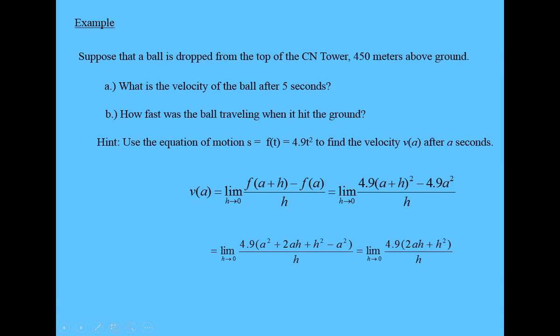So our function that we're using is f of t equals 4.9 t squared. You can see we plugged our a plus h into that to get 4.9 times a plus h squared minus 4.9 a squared. That's our f of a, all divided by h. And if we use direct substitution at that point, we would get 0 over 0, the indeterminate form. So if we expand this, we can cancel some things, and we're left with the limit of 4.9 times 2ah plus h squared divided by h as h goes to 0.